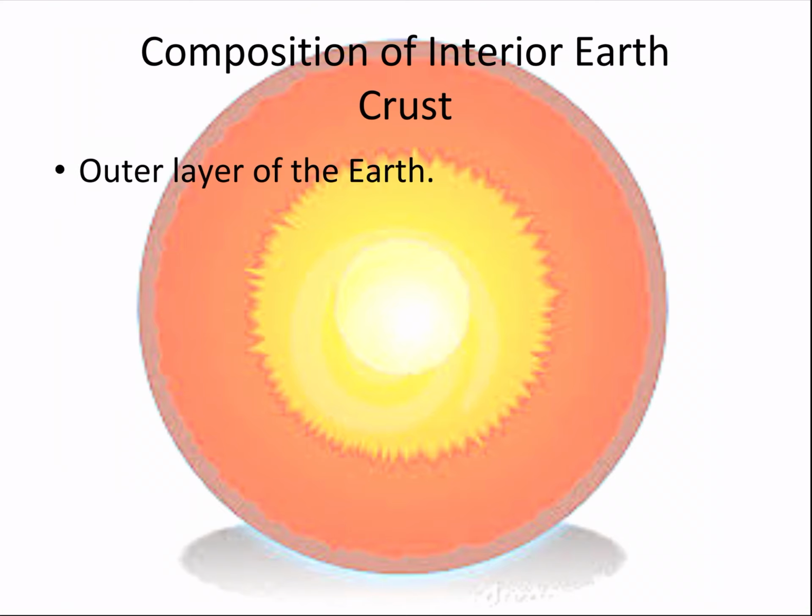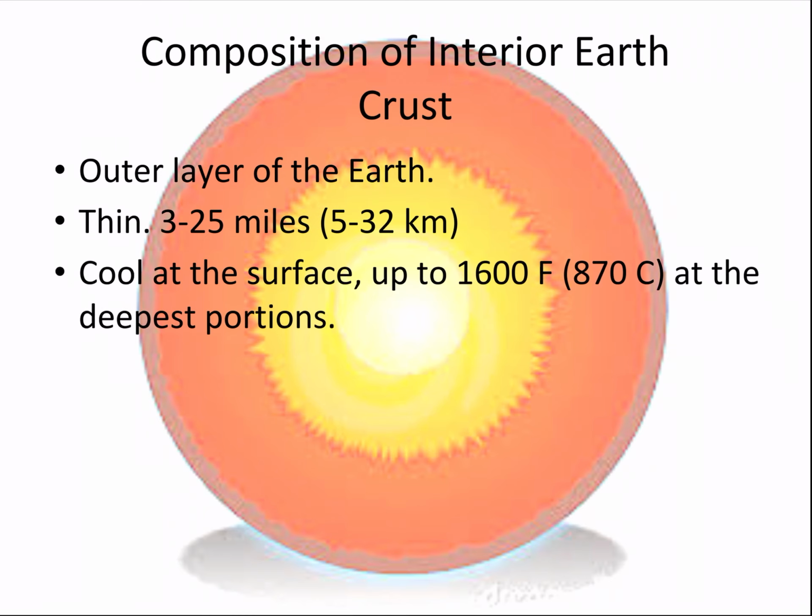So really the crust is our very thin layer on the outer. It's 3 to 25 miles thick, and it's a lot cooler than the rest of it. And then the important part for us as we move forward with this unit is the crust is broken up into tectonic plates.